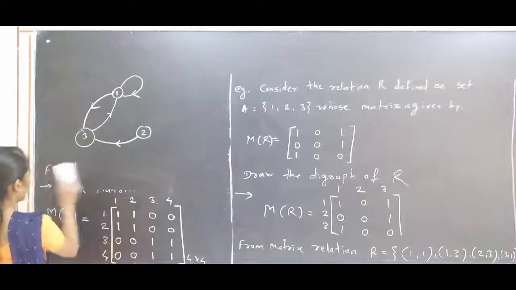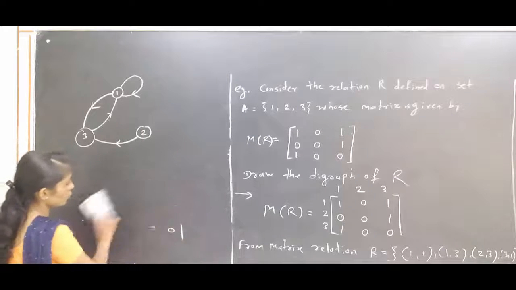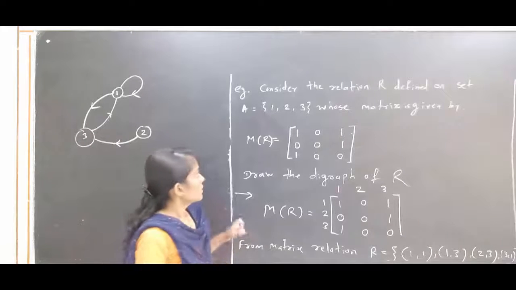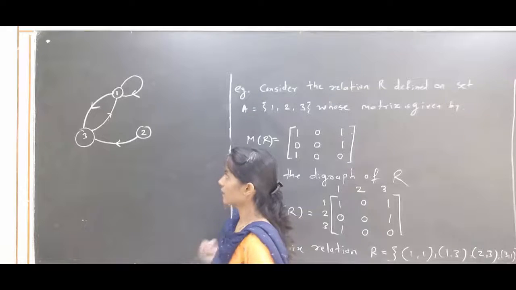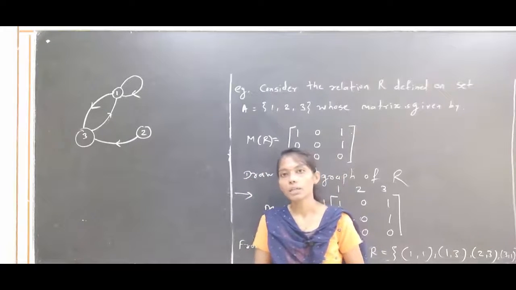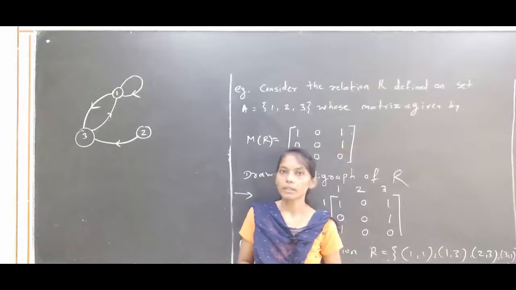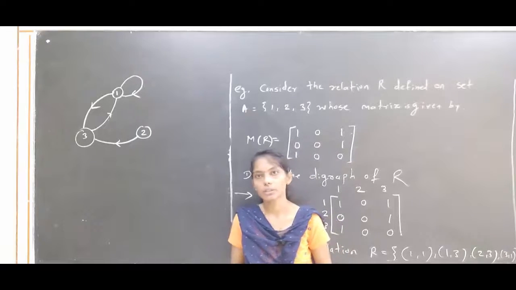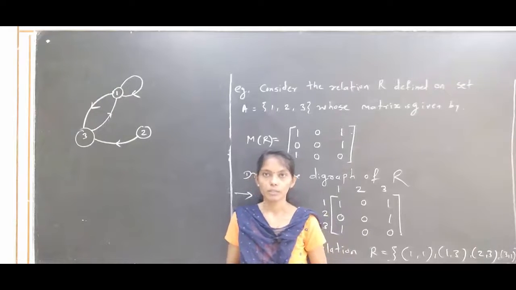So if the matrix is given, then first of all we find the relation from the given matrix, and then after finding the relation we construct the diagram of relation R. Okay, all of you get this? So today we stop here, and in the next lecture we will discuss the topic composition of relation. Thank you.